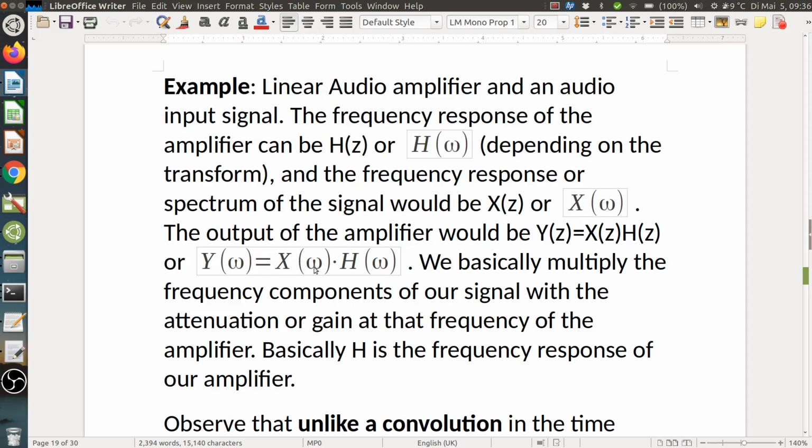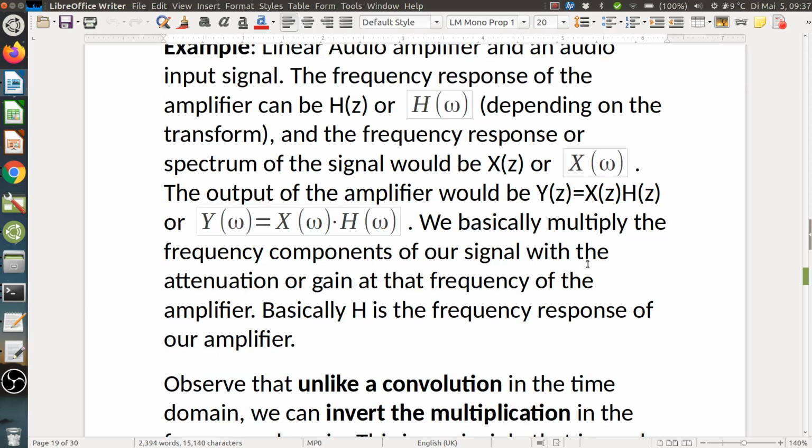Right, so here you have it with omega, or in the Z domain, the same holds true, where you have z equals e to the j omega. So we basically multiply the frequency components of our signal with the attenuation or gain at that frequency of the amplifier. Basically, H is the frequency response of our amplifier. So in this way, it's easy to imagine. We use the Z transform basically like the DTFT, but as I mentioned, it's more generic, it's more general.